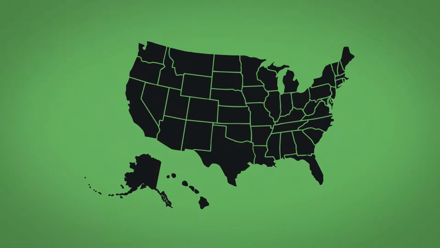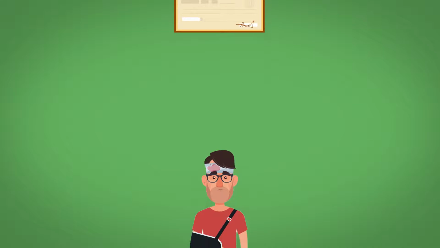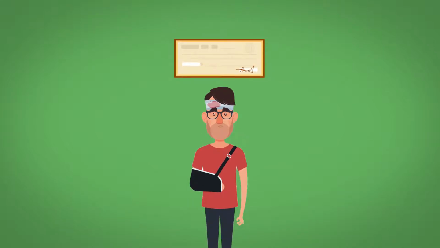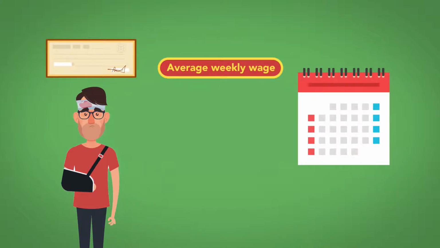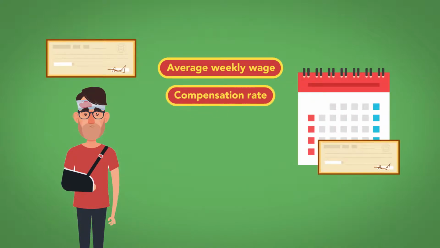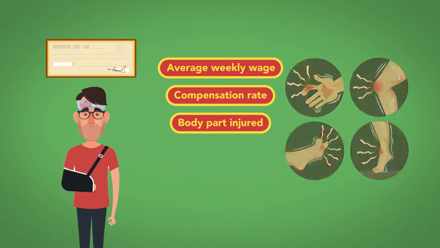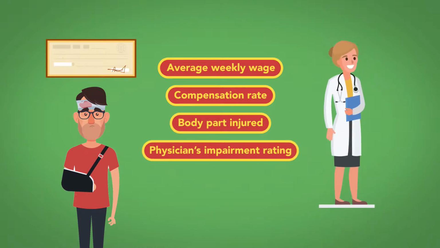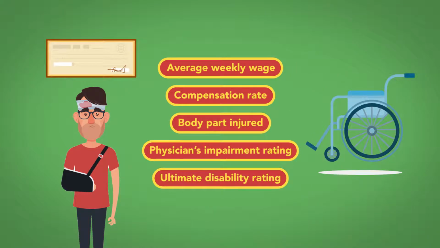Although laws vary from state to state, generally, the amount of benefits that a worker will receive for a scheduled injury depends upon average weekly wage and compensation rate, the body part injured, the physician's impairment rating, and the ultimate disability rating.